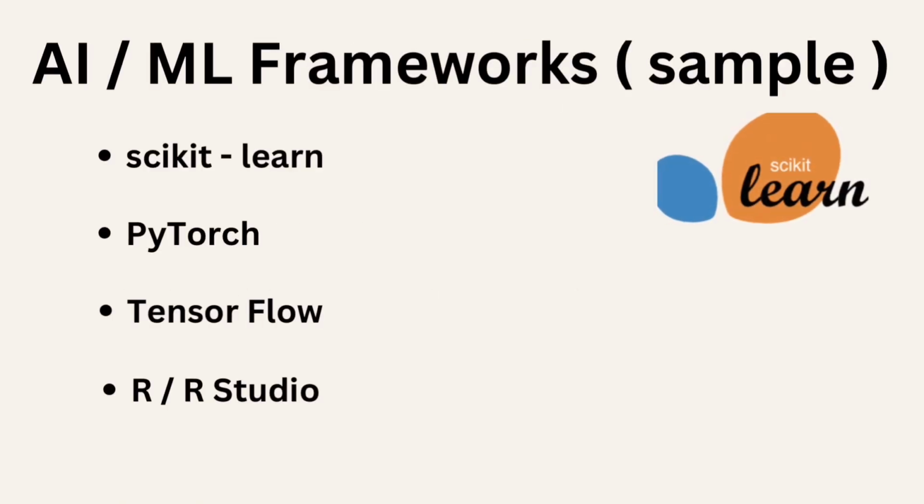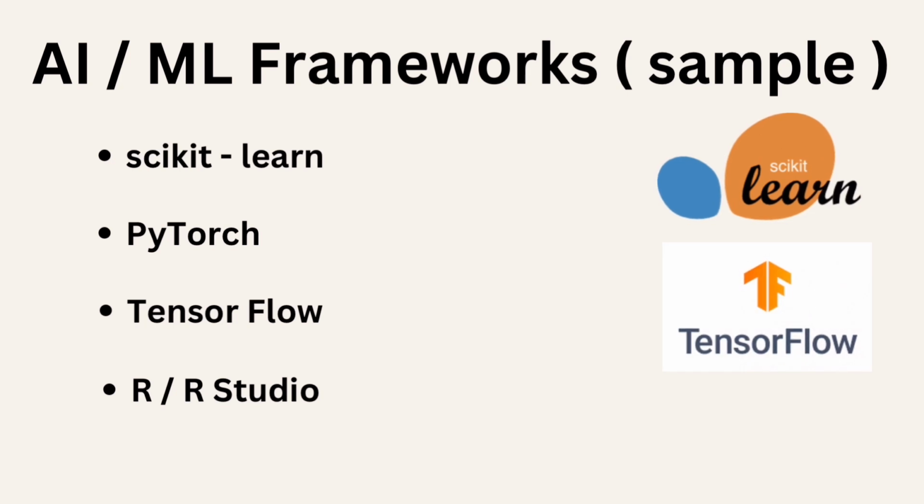Alright, let's move on to some popular AI and ML frameworks that make building and training models so much easier. First up, we have Scikit-learn. This is one of the most widely used libraries for machine learning in Python. It's perfect for beginners and experts alike, with tools for data pre-processing, model selection, and evaluation.